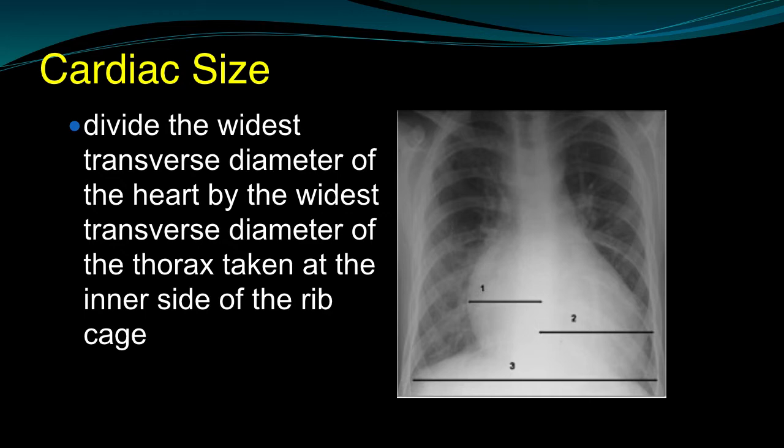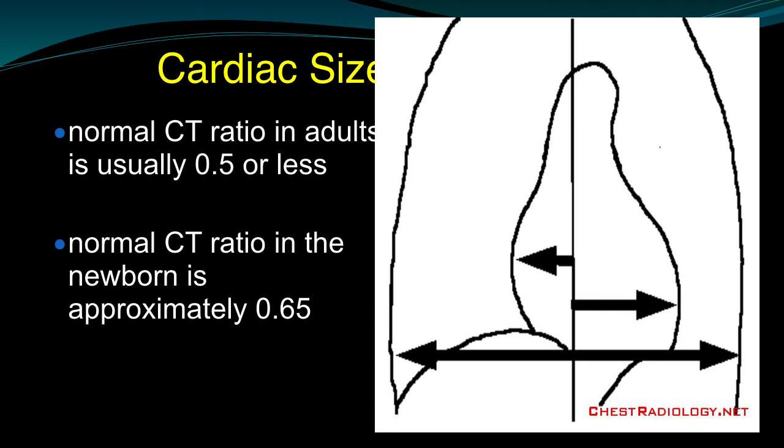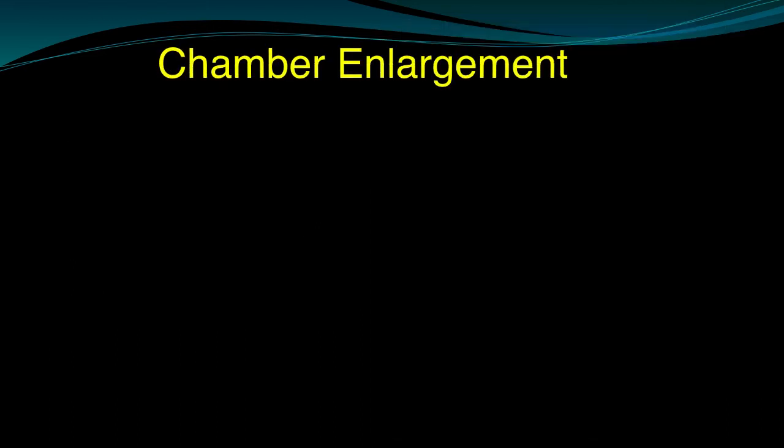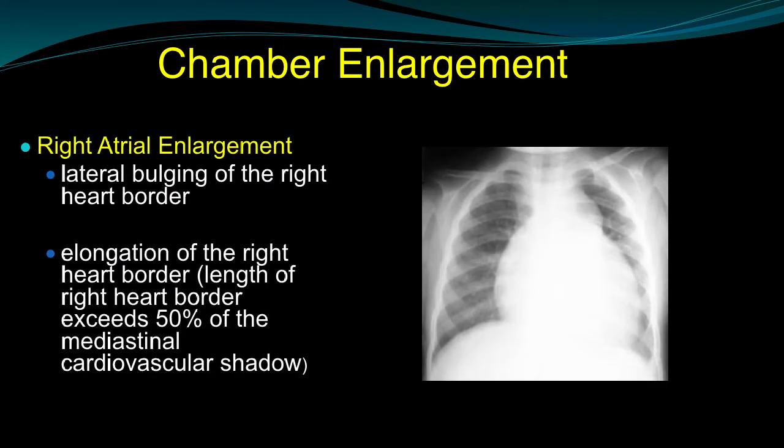Now, a normal CT ratio in adults is 0.5 or less, and the normal CT ratio in the newborn is 0.65. In older children, the normal CT ratio is 0.60. Okay, now, it's very important that you also evaluate whether there is chamber enlargement. So we start with the right atrial enlargement, wherein there is a lateral bulging of the right heart border, okay, and elongation of the right heart border. The length of the right heart border exceeds 50% of the mediastinal cardiovascular shadow.